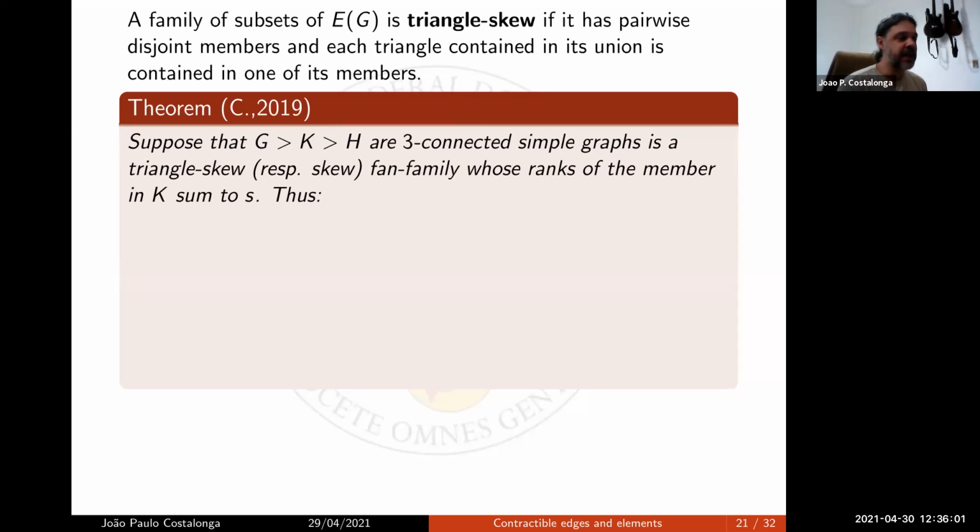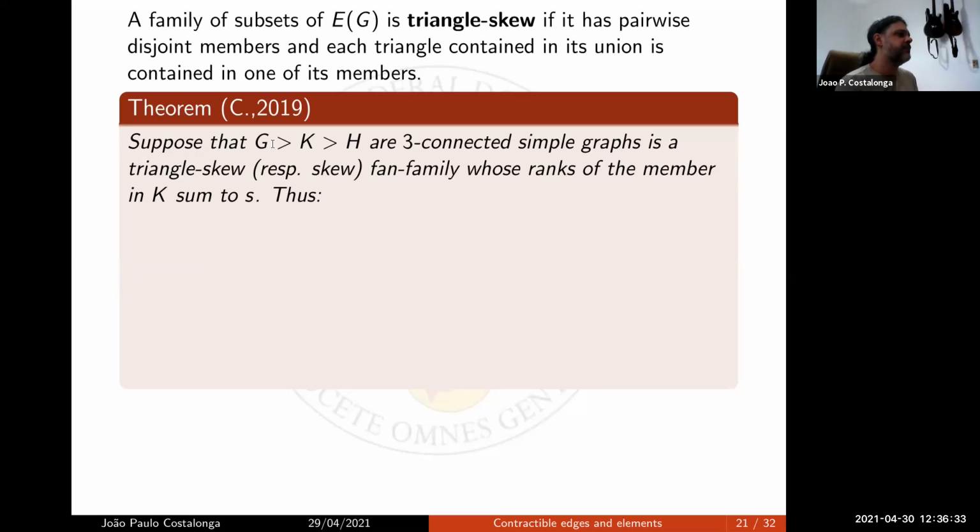Now, there's actually a slightly stronger version. We say that a family is triangle skew if it has pairwise disjoint members, and each triangle containing the union of the members is in one of the members. Now we allow multicolored cycles except for triangles. And this is in a simple graph.